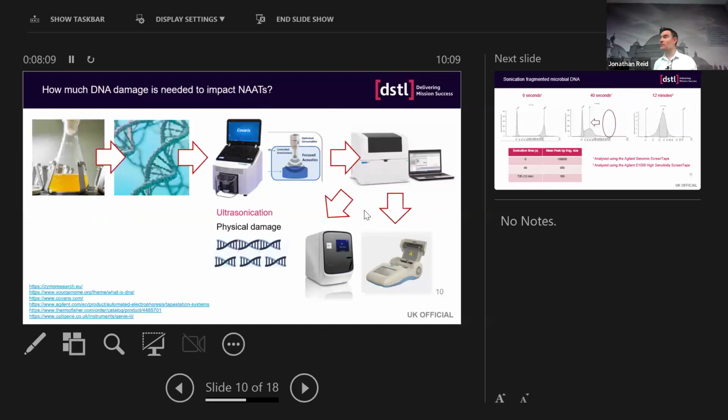So really that begged the question, how much damage is needed to impact these technologies? And in this instance, cultures of E. coli were grown overnight, DNA was extracted from those, and that DNA was then subjected to various times of sonication. Sonication is well known to cause physical damage to DNA and is used in whole genome sequencing. Those fragment sizes were then analysed by the TapeStation instrument, and then were either run on a QuantStudio 7 PCR instrument or a Genie 3 LAMP instrument.